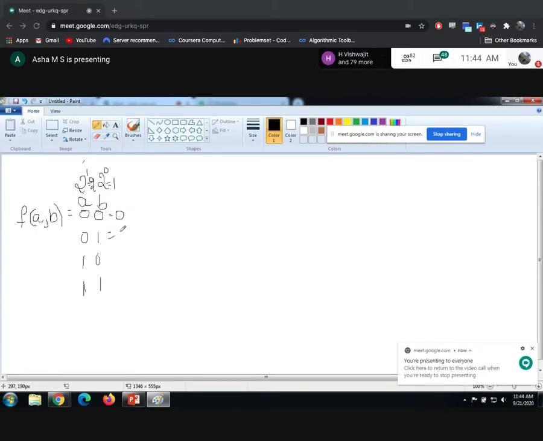This bit represents decimal 1. This bit represents decimal 2. This bit represents decimal 3. So you should know both the ways to write the truth table. If they give the decimal number, you should know how to represent it in binary. If they give it in binary, you should know how to represent it in decimal. Suppose, so if you see, from binary we converted this to decimal.